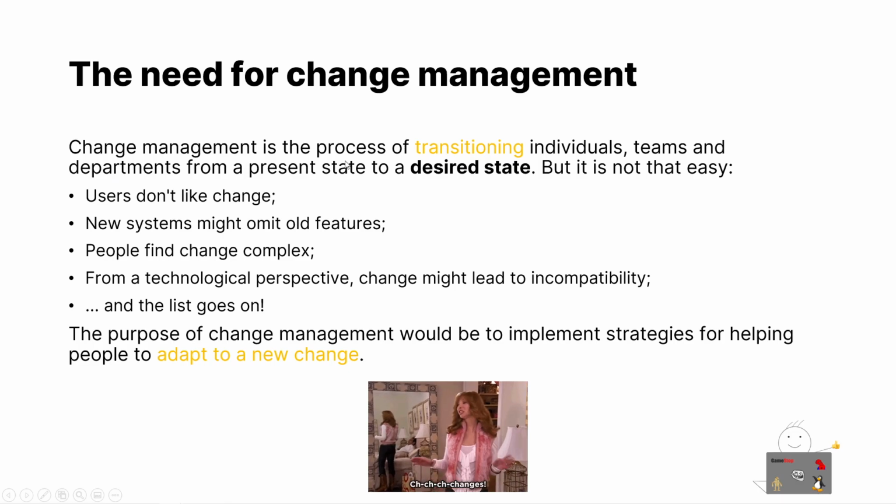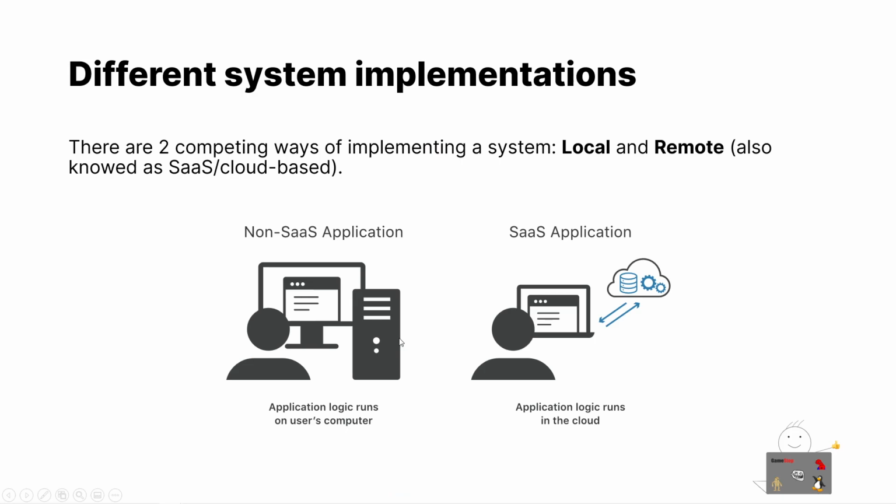So, change management is the process of transitioning individuals, teams, and departments from a present state to a desired state. In our case, the present state would be our old system, and the desired state, our brand new system. The purpose of change management would be to implement strategies to help people adapt to this new system.